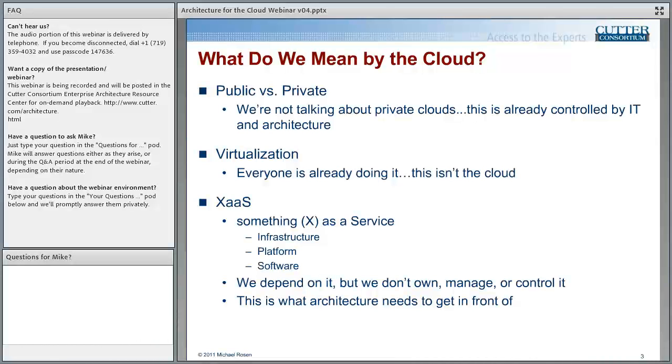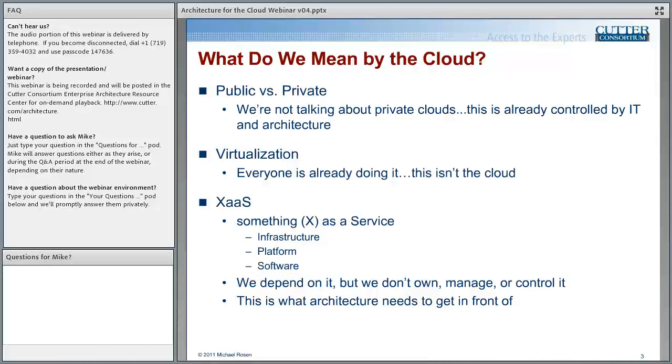So there are lots of definitions of the cloud, and there are very many different aspects, and not all of them are relevant to my presentation today. So I'm not really concerned whether we're talking about a public cloud or a private cloud or a hybrid cloud, and I'm really not talking about virtualization. Everybody's doing that. Architecture is already in place with virtualization. Where I think the biggest impact might be from the cloud is in terms of the services.